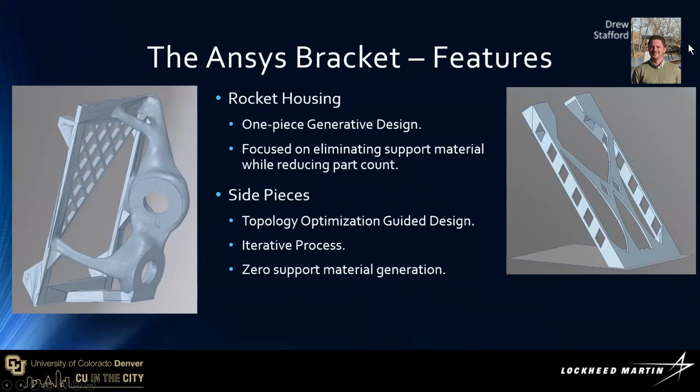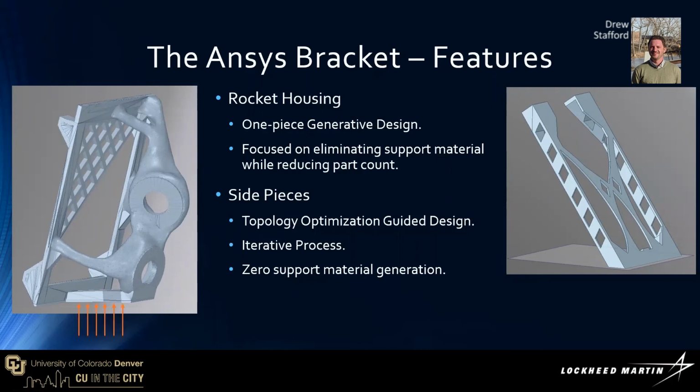The rocket housing is a 1-piece generative design. The focus was on eliminating support material while reducing part count. Most of the recognizable geometries on the rocket housing were spliced into the generative design to allow for ease of printing. Some of these can be seen on the model.